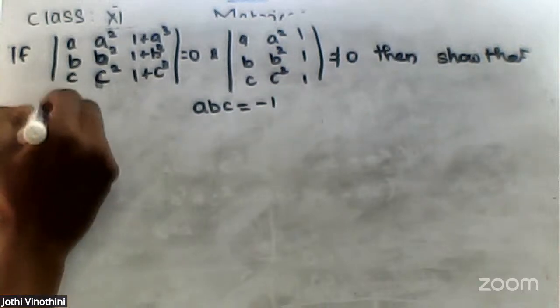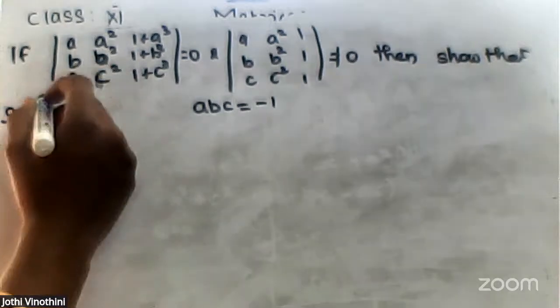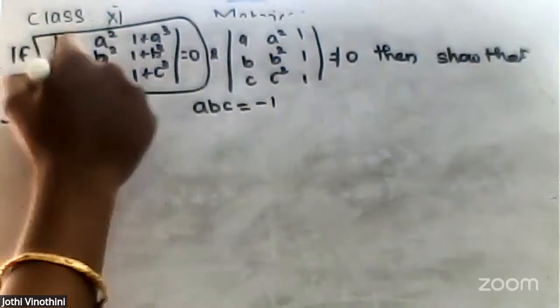Yes. Solution. Initially I'm going to just add the given two things. If we add these two things, it will become 0. So I'm going to take this matrix alone.